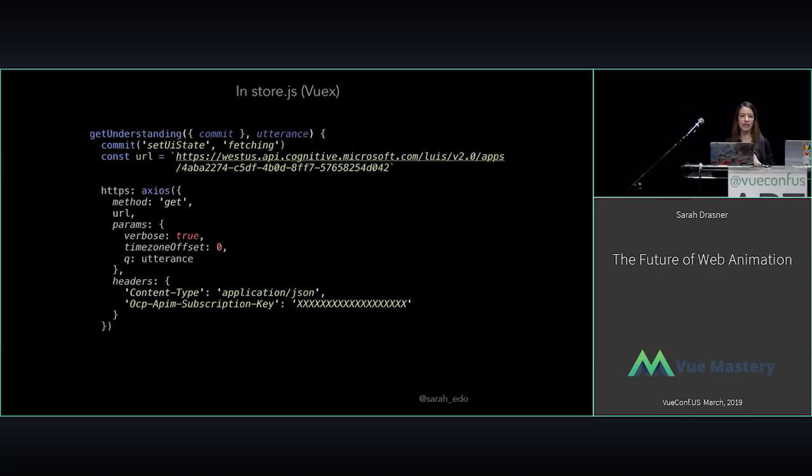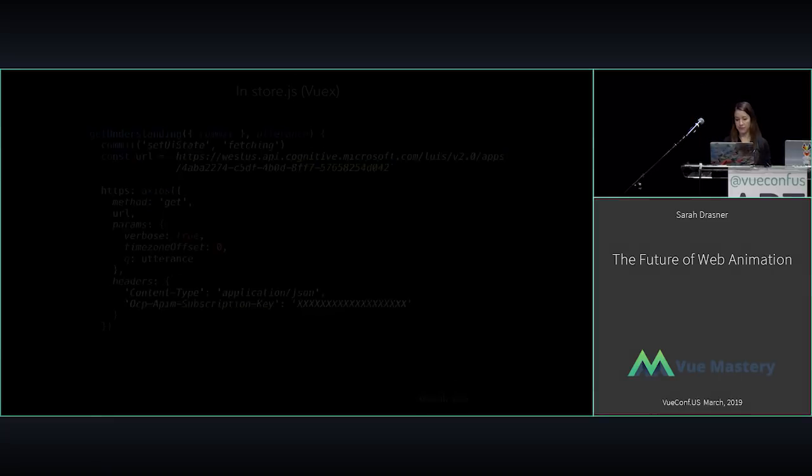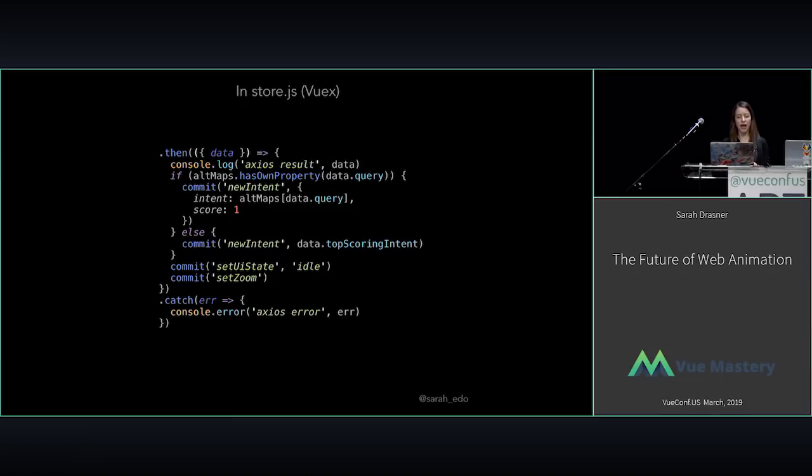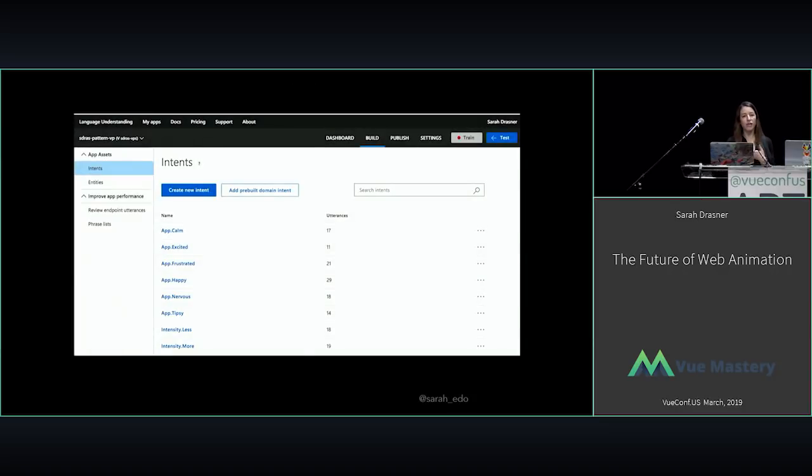So in get understanding, we have Axios post to LUIS, and this is open source, so I didn't obstruct the keys here. You can actually just use however you want. Basically, we post to Axios, we pass in our subscription key that you can find on my repo, and there's also the URL that we get. So we'll set the UI state to idle and commit a mutation that changes the state of our intent. So here's what we're connecting to.